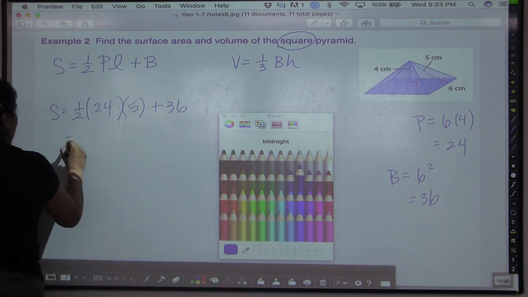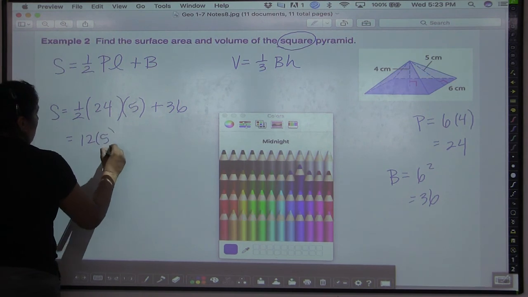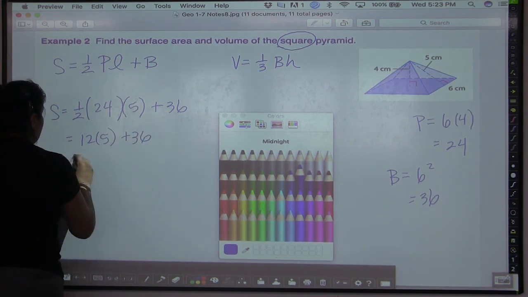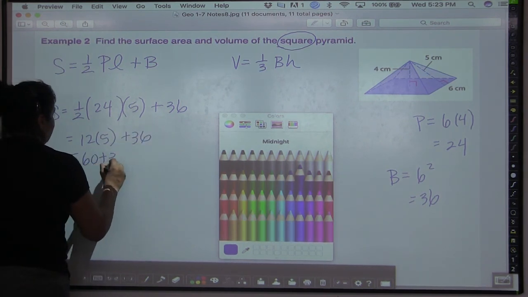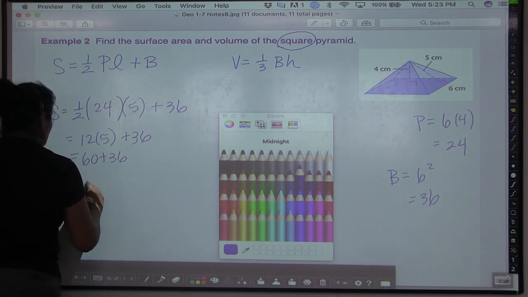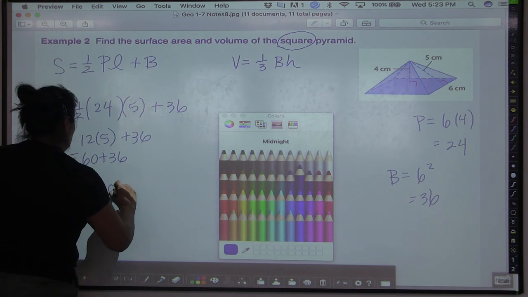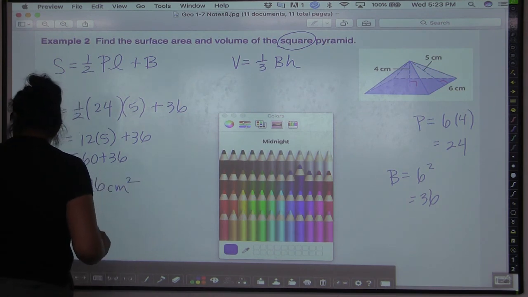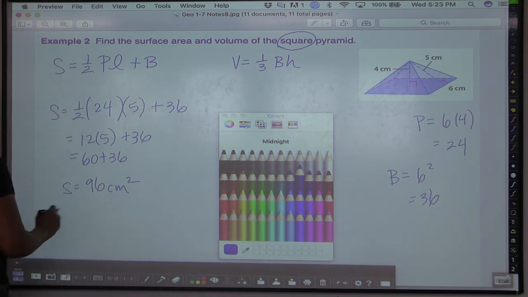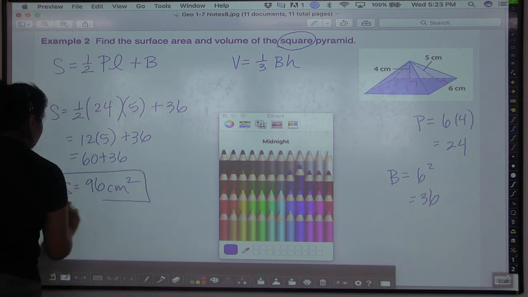So now we're going to get half of 24 is 12, and 12 times 5 is 60, and 60 plus 36 is now 96, and this is surface area, but it's still area. The units were centimeters, so it's 96 square centimeters for the surface area.